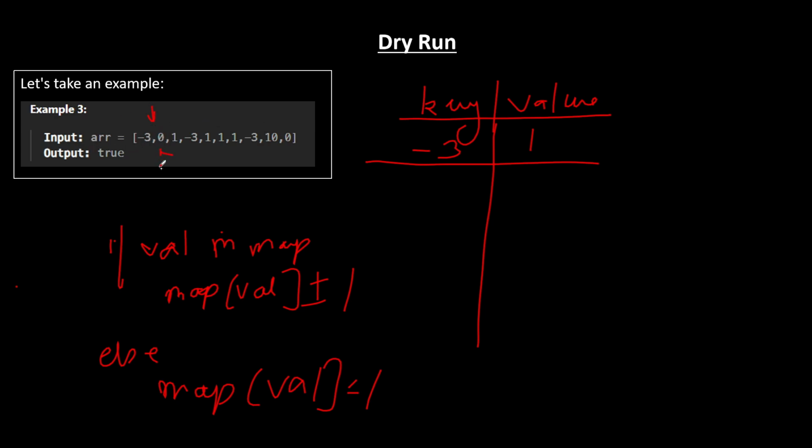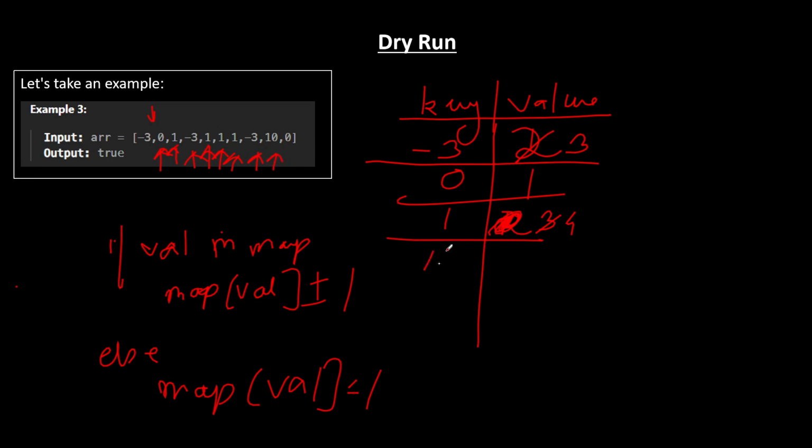Now we went to 0. 0 also first time, add 1 there. Coming to 1, 1 also first time, add 1 here. Coming to 3, okay, 3 comes out to be again. So it is already in this map or dictionary. We increment the count to 2. Encounter 1 again, it's in the map or dictionary. Increment the count to 2. Again 1, it becomes 3, right? Again 1, it becomes 4. Again we encounter -3, it is in the map. So from 2, it becomes 3.